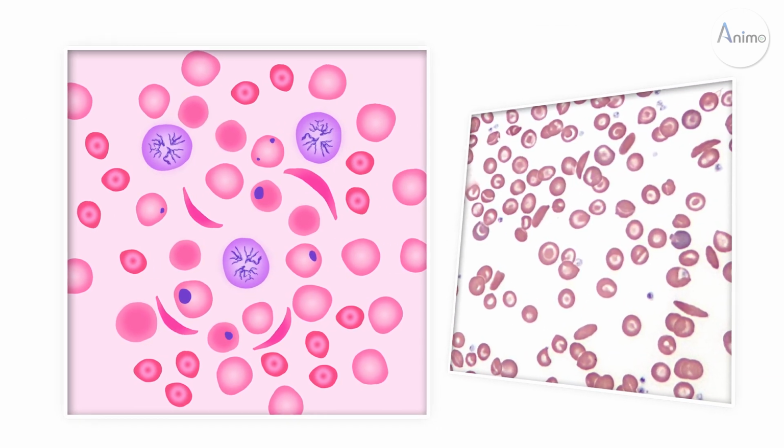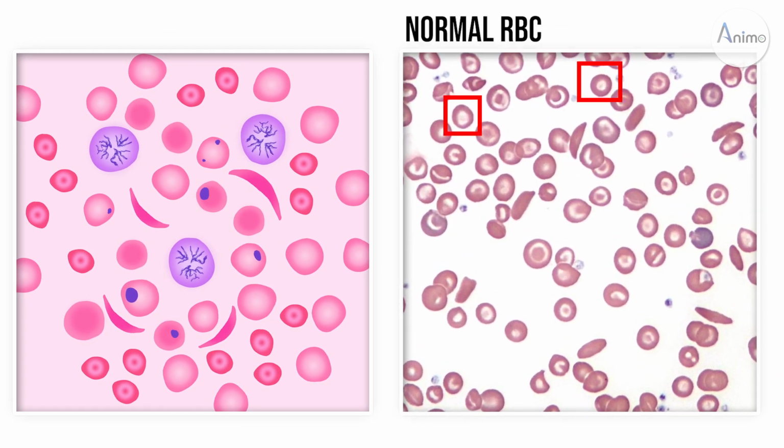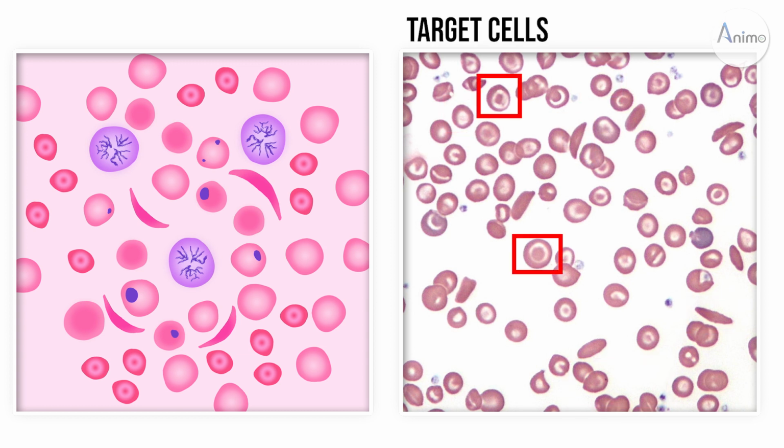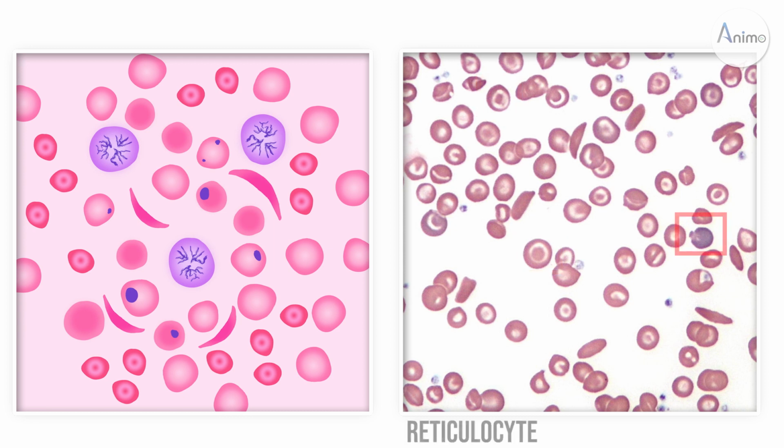And here is the real histological slide. These are the normal RBCs, these are sickle cells, these are immature RBCs, and these are the target cells. And here you see the reticulocyte.